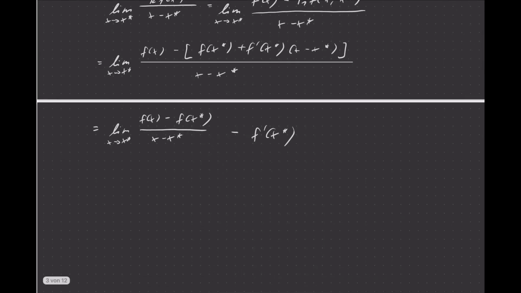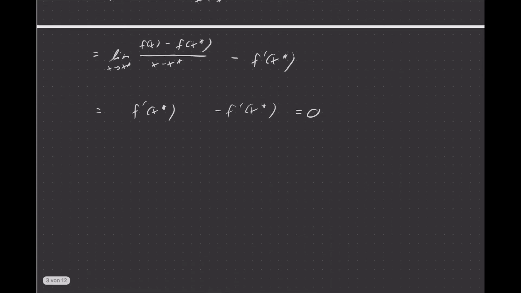And if f is a differentiable function, which of course it needs to be for the Taylor approximation to work, then this limit is exactly equal to f prime. So what we get here is f prime at x star minus f prime at x star. And that, of course, is 0. So that approximation, at least for the first order Taylor polynomial, really works.